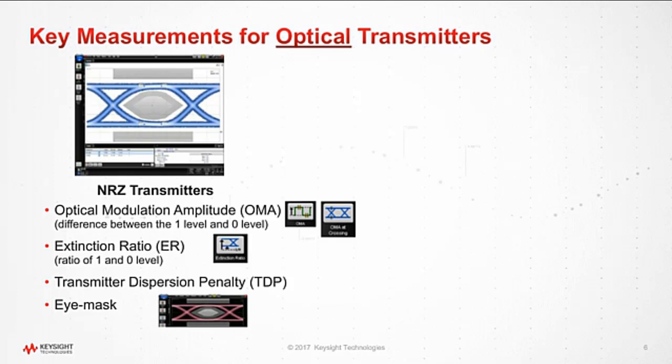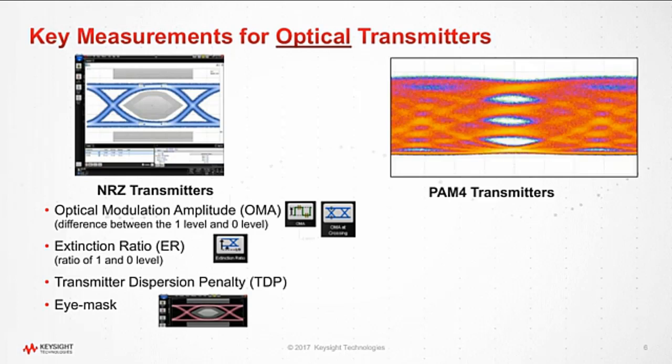One of them being optical modulation amplitude, or OMA. That's the difference between the 1 power level and the 0 level. Extinction ratio is the ratio of the 1 and 0 level, so it takes into account the DC offset. There's another measurement called transmitter dispersion penalty, or TDP, that we'll talk about. It's a BER-based measurement. And then the very traditional IEEE mask test, which puts up a standards-based, essentially a keep-out region for the transmitted waveform.